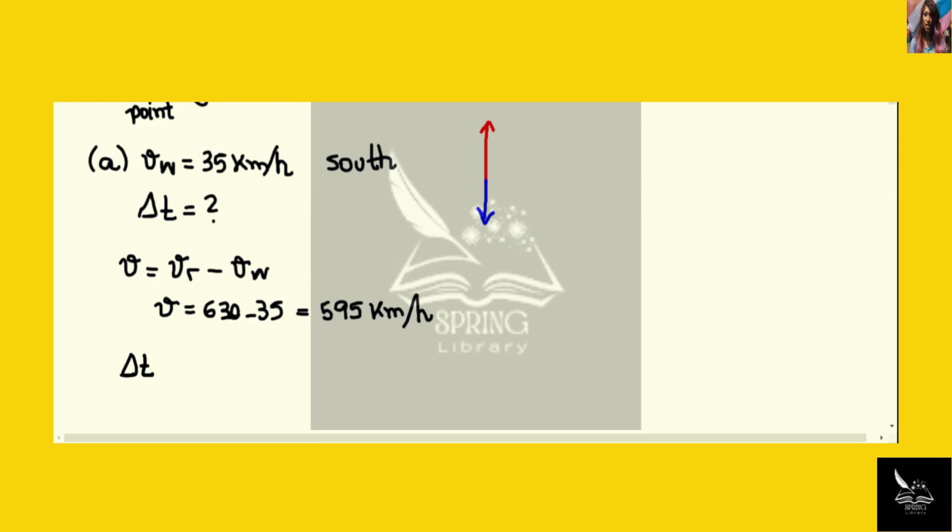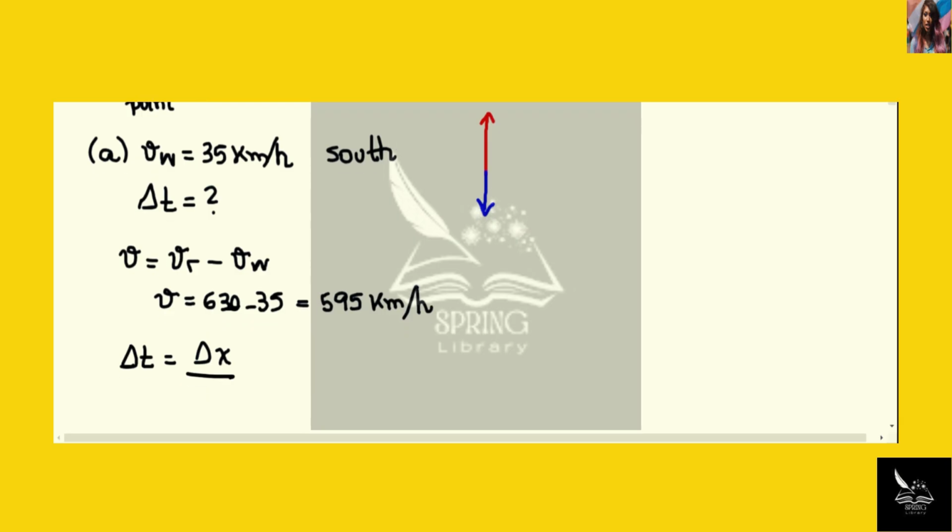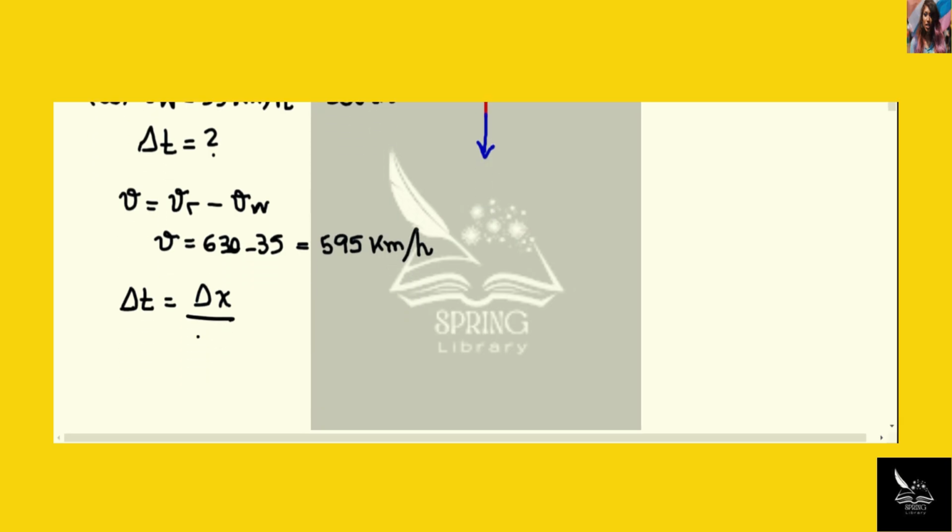This means that the time is equal to the distance between the starting point of the airplane and the city divided by the speed of the airplane relative to the ground. So this is 750 kilometers divided by 595 kilometers per hour. And this is equal to 1.26 hours.